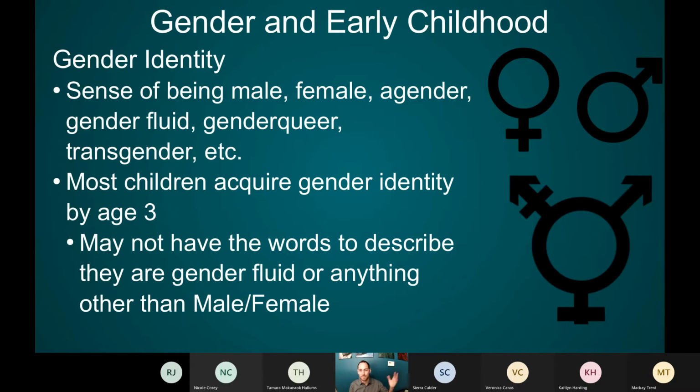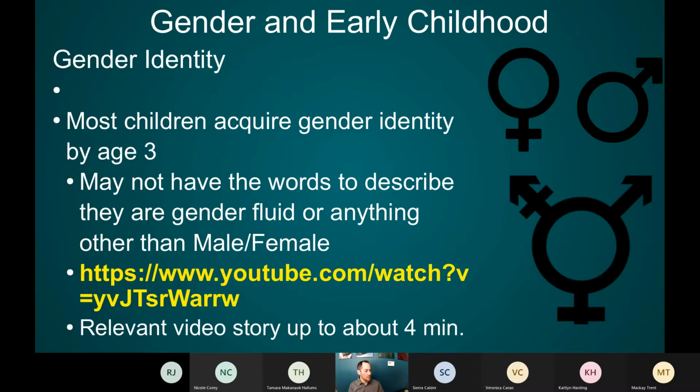What's the word I'm looking for? It's in the video. I'll remember the word soon. So again, at this time in early childhood, they have a gender identity, but they might not be able to express it. So let's watch a video that's really relevant to this and will hopefully remind me of the word that I just forgot about.